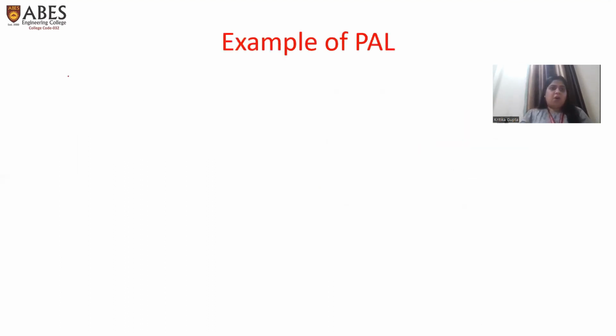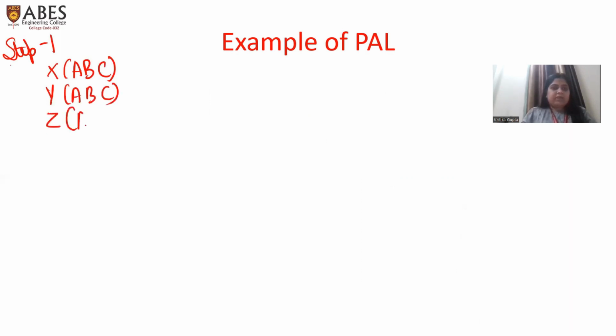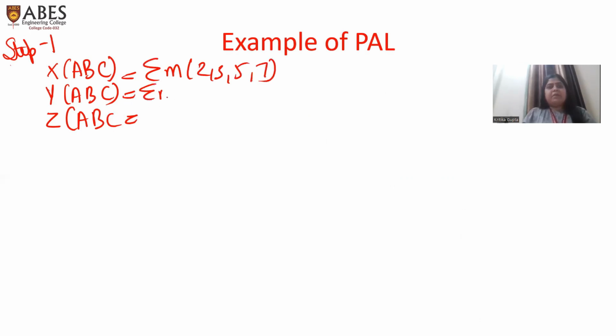I'm taking one example of PAL. Step one is to see the minterms. I'm taking the variables A, B, C, and three functions x, y, z. For x, the minterms are 2, 3, 5, 7. For y, the minterms are 0, 1, 5. And for z, the minterms are 0, 2, 3, 5.